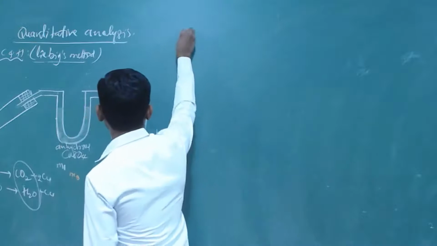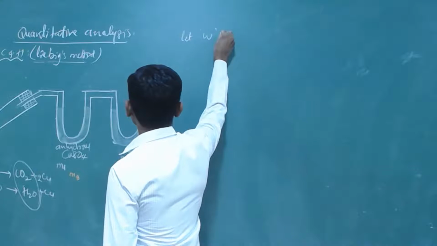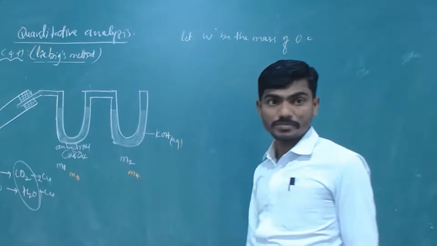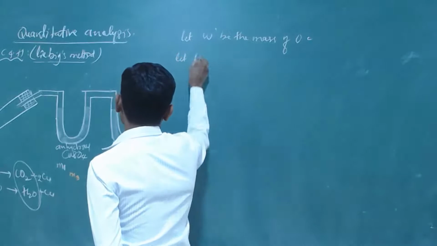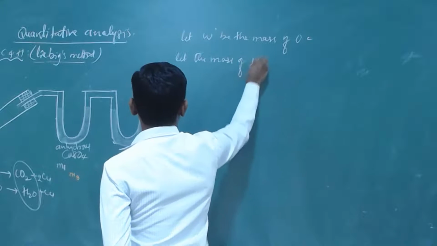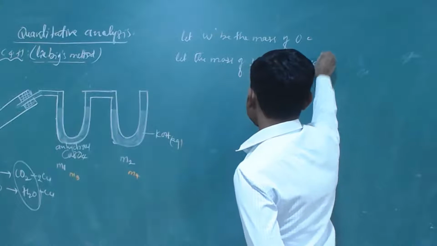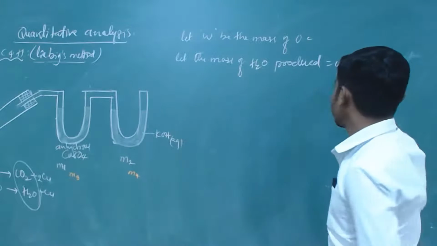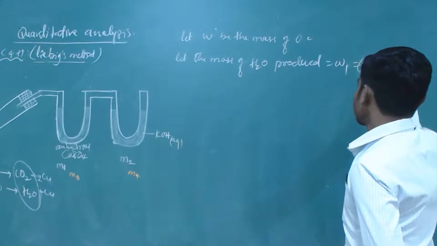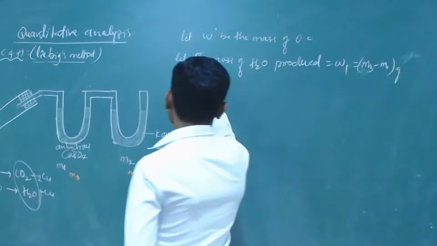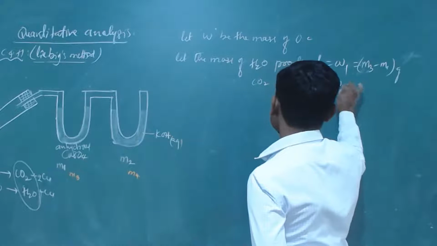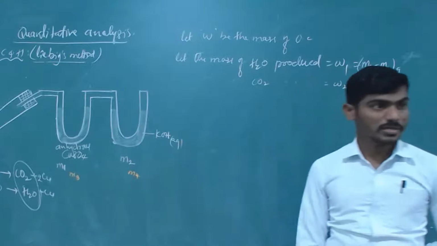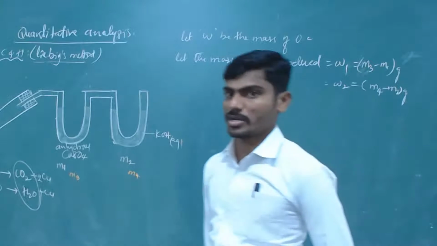So here, let W gram be the mass of organic compound taken initially. Let the mass of water produced during the reaction be W1. This is given by M3 minus M1. This gives the mass of water produced. Similarly, the mass of carbon dioxide produced is given by W2, that is equal to M4 minus M2 gram. Correct? Yes, over. This is the experiment. Now remaining is stoichiometric calculation.